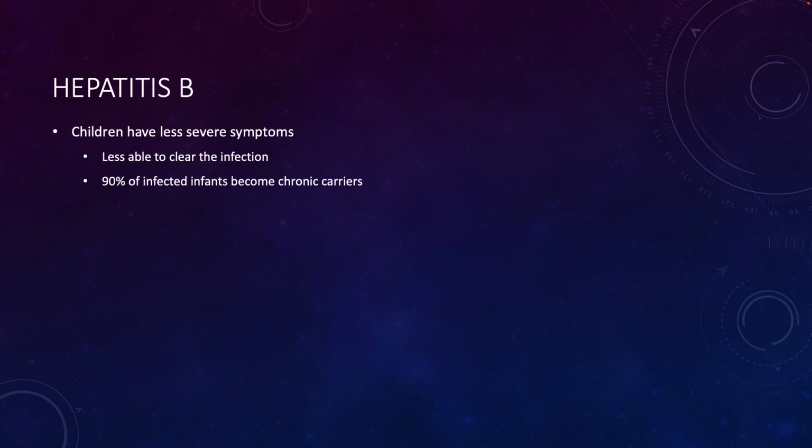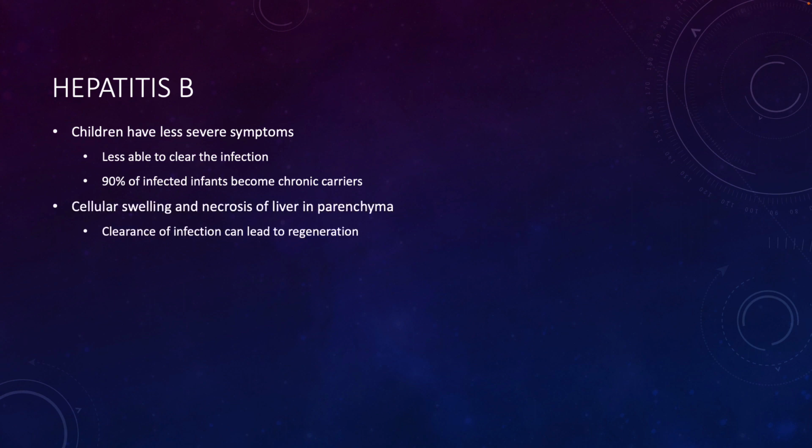The downside of having less severe symptoms is that they are also less able to clear the infection. It's estimated that 90% of children or infants will become chronic carriers if they have the infection. So you can get swelling and necrosis of the liver, but the liver is one of those really nice organs that if we at least can get rid of the infection, you can have regeneration of some of those damaged areas. Now, if the damage is too severe, of course, that's not going to be able to be overcome. But if the damage is not as severe, once the infection is cleared, you can get regeneration of some of that tissue.